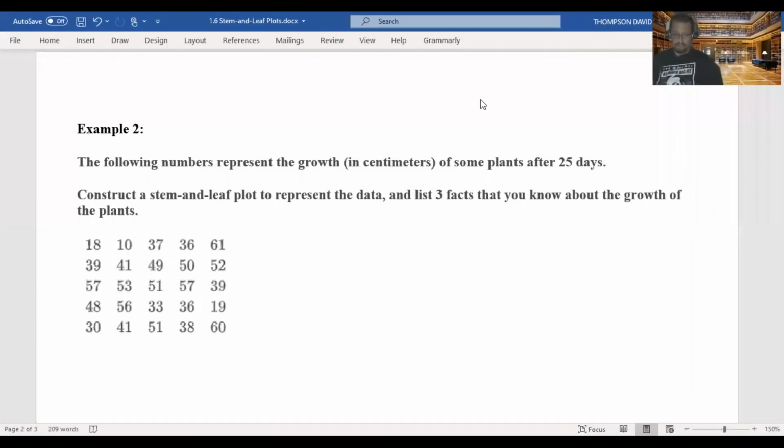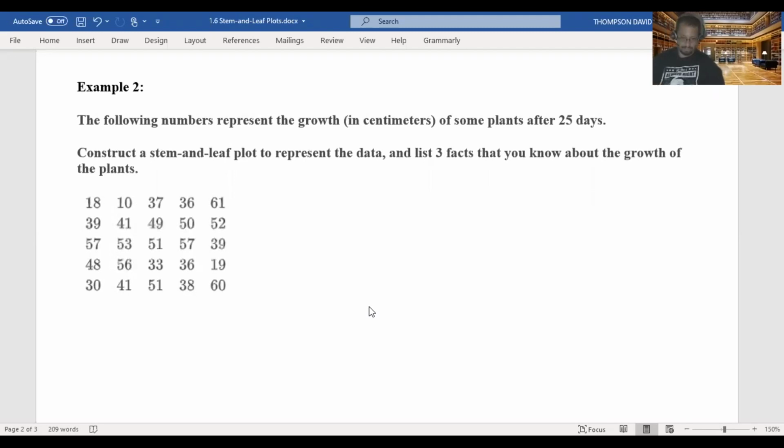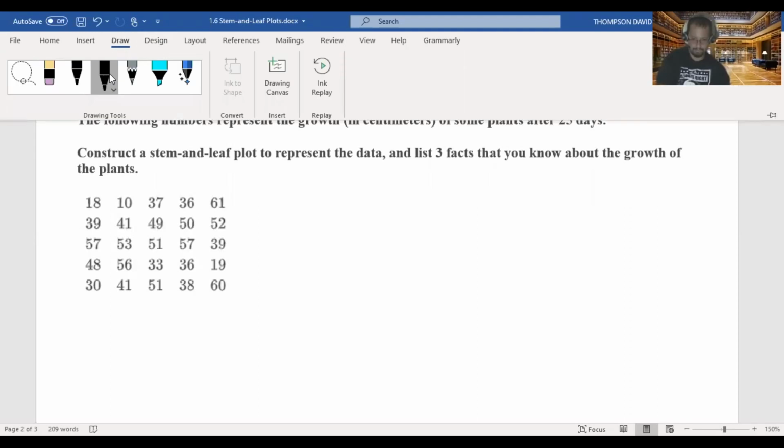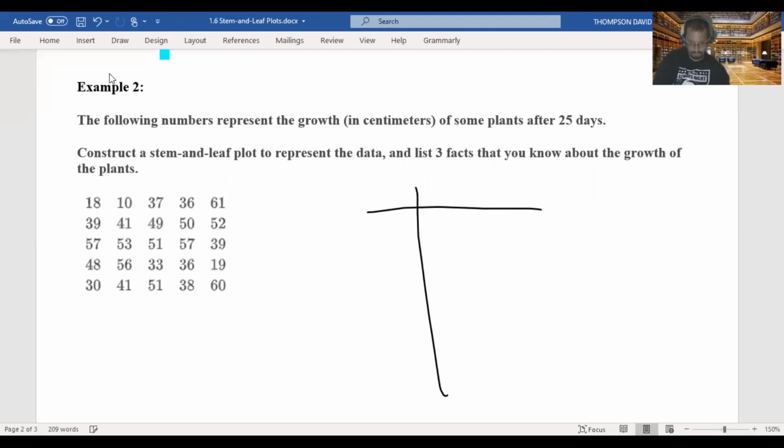Example 2. The following numbers represent the growth in centimeters of some plants after 25 days. Construct a stem-and-leaf plot to represent the data and list 3 facts that you know about the growth of the plants. So start with our T-chart, and we're going to use the tens digits as our stem. Our smallest looks like it's 10, so 1, 2, 3, 4, 5, and then 6.